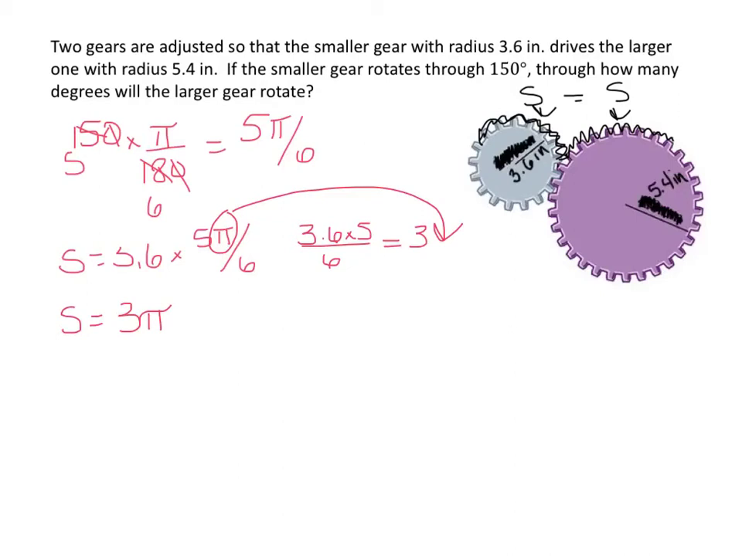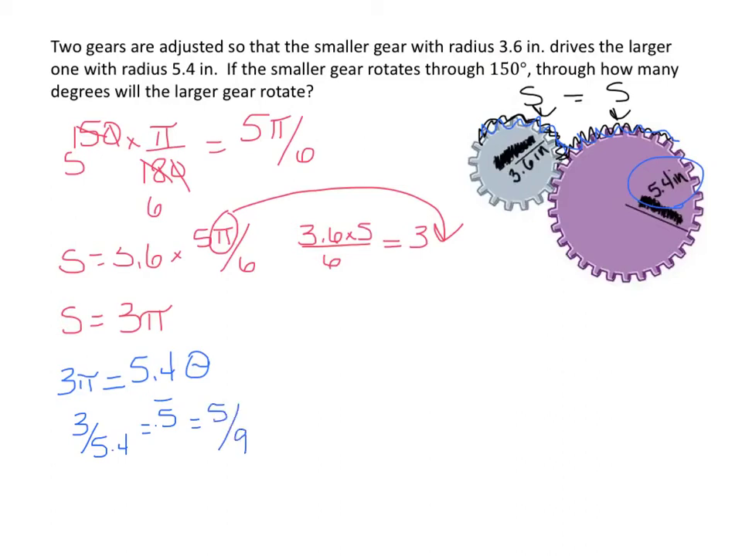So now for the next step of the problem, because the arc length on this gray gear is equal to the arc length on the purple one, I can set S equal to 3 pi. I'm given the radius of 5.4, and I can find the value of theta. Again, when I plug this into my calculator, I've actually put in 3 divided by 5.4, and that's given me 0.5 repeating, which is equal to 5/9. So I can say that my theta, because that's what I'm solving for, is 5 pi over 9.